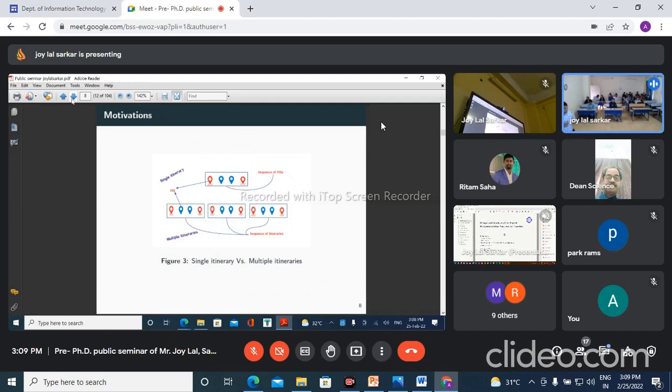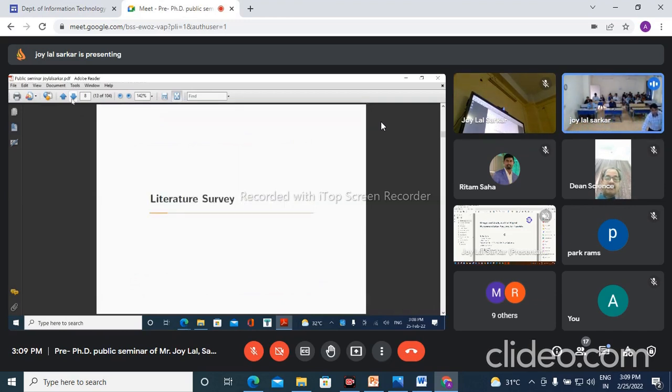So you can prepare the itinerary accordingly. You can prepare your budget accordingly or book your flight or ticket accordingly. So that's why multiple itineraries is a very important concept that we have considered here. This is the difference between single itinerary and multiple itinerary.